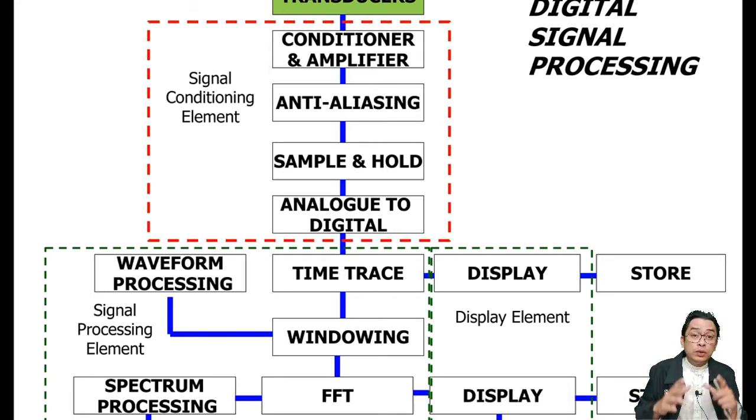So for these signal conditioning elements, we have 4 components. The first is the signal conditioner and amplifier, the second is the anti-aliasing filter, the third is the sample and hold function, and the last one is of course the analog to digital converter. At the end, the electrical signal will be converted into a digital signal.